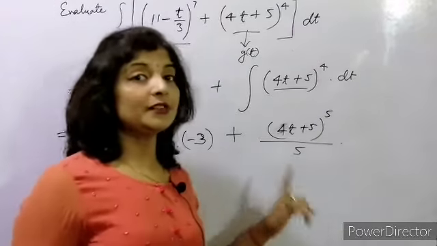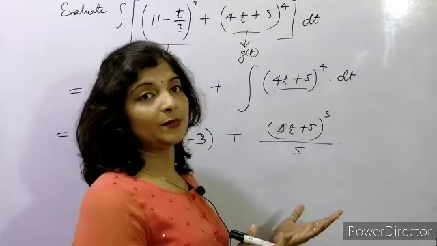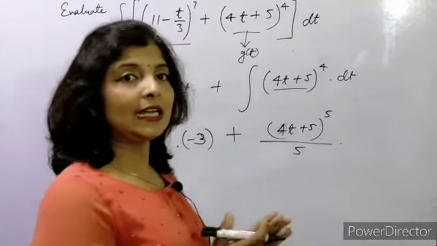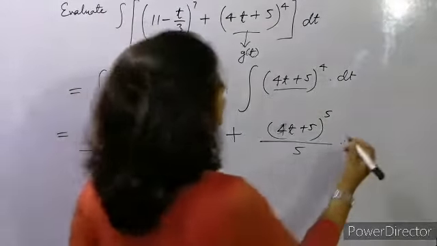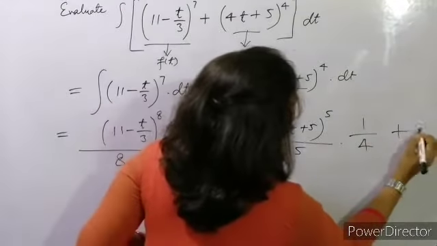In case of differentiation we multiply with 4, so in integration we have to divide it by 4. So 1 upon 4. Okay, and plus c.